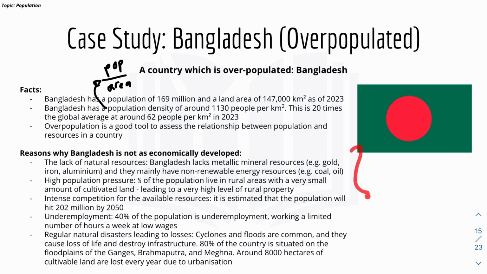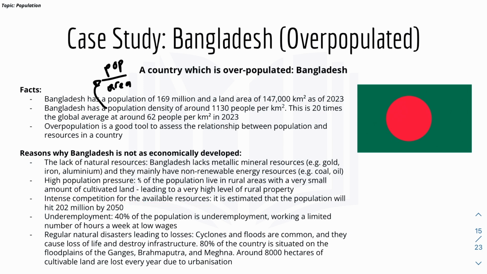And here are some reasons why Bangladesh is not as economically developed. So here are 5 points. Number 1, it has lack of natural resources. Number 2, it has a high population pressure and a high population density, as we mentioned right here. Number 3, due to the high population pressure and the lack of natural resources, there's an intense competition for the available resources.